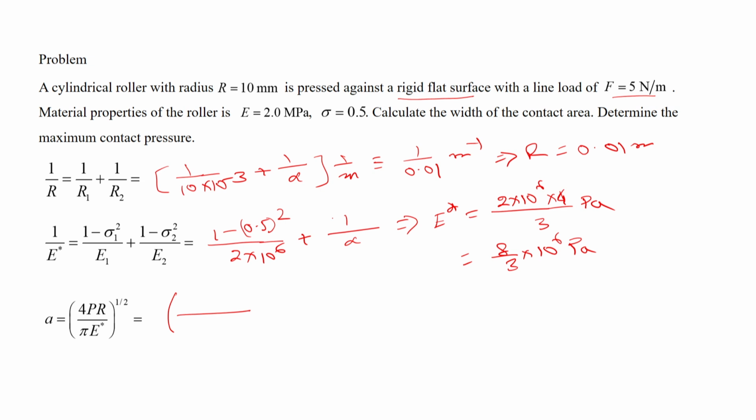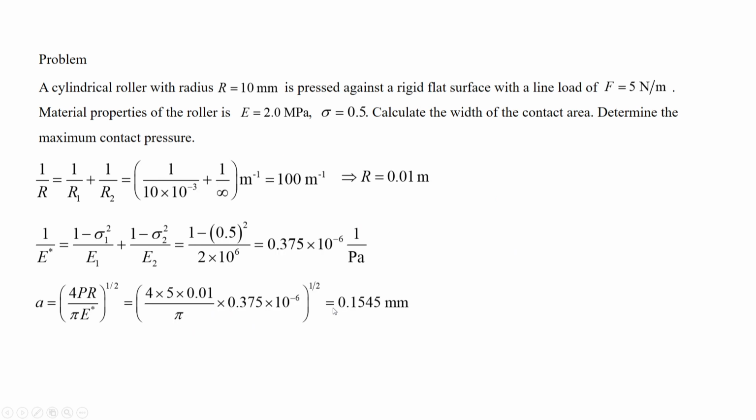Here it is 5 Newton per meter, so it is 4 into 5 into R, which is 0.01, divided by pi and E star, which is 8 over 3 into 10 to the power 6, all under a square root. We have to find the value here, and we finally get 0.1545 millimeter. That is the contact width that you get.